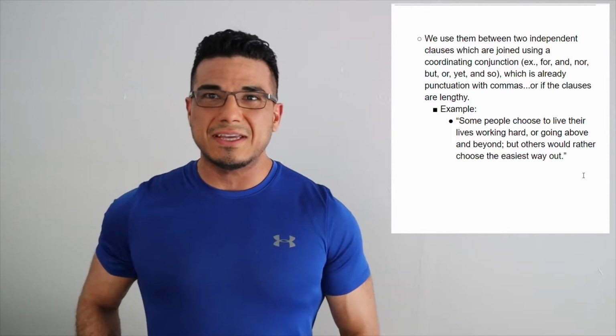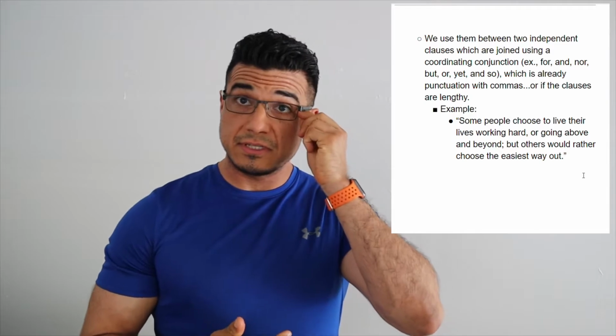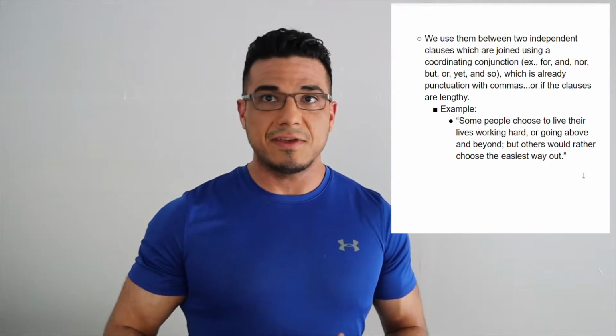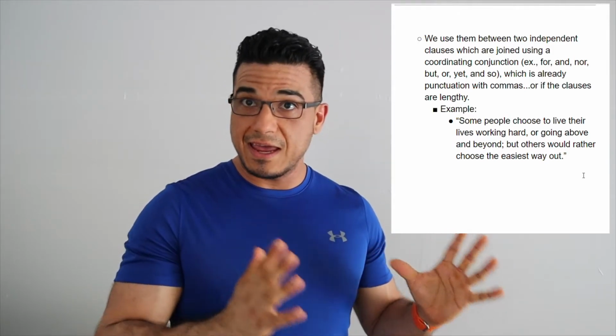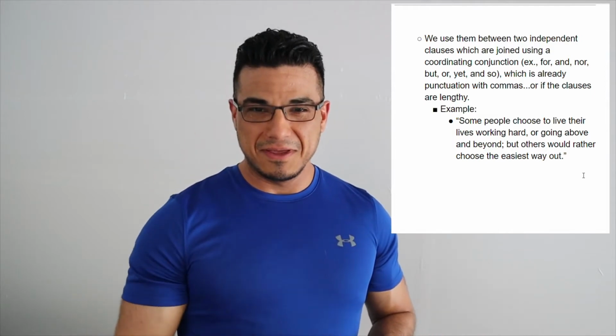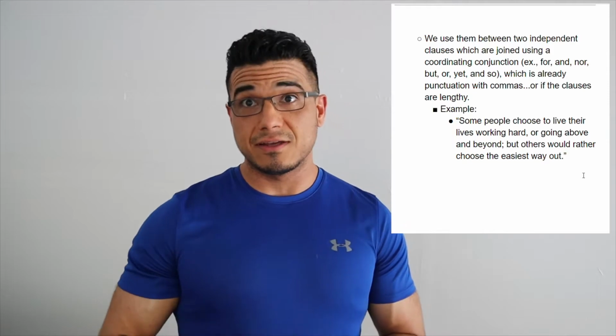Okay, so for this one, it's similar to what we had just talked about, except we're not referring to a list. We're instead talking about joining two independent clauses, so two sentences that can live independent of each other, right? They could end with a period and be just fine, but we're not. We're going to keep them together without punctuating it with a period. So anywho, they're joined using a coordinating conjunction.